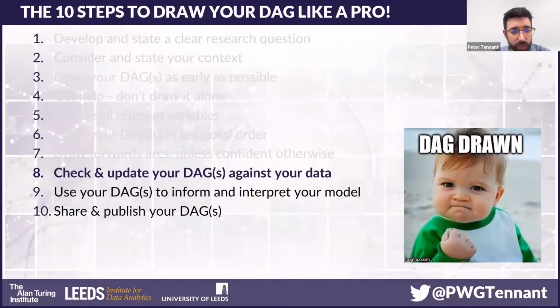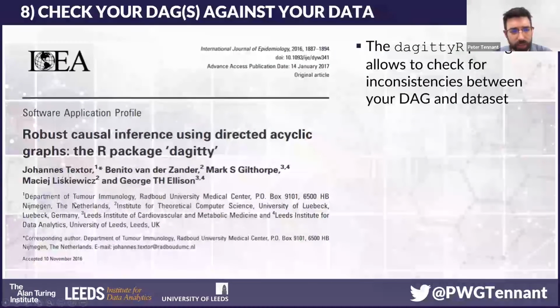So next, ideally, although I've never seen anyone actually do this yet, you might check your DAG against your data. And this can be achieved with tools such as DAGitty R. Really the idea there is that they just have a quick check. What are the assumptions that your DAG makes? Are there glaring inaccuracies, or more appropriately, inconsistencies, with the data set?